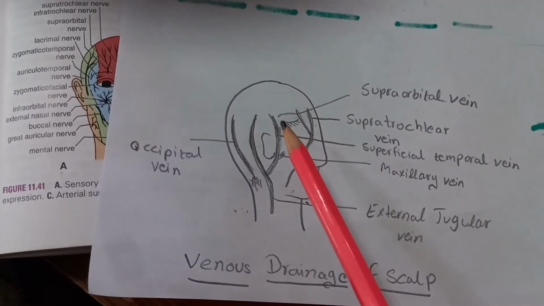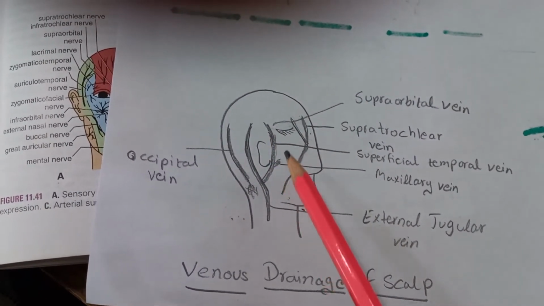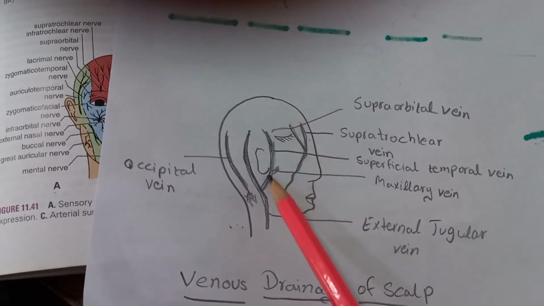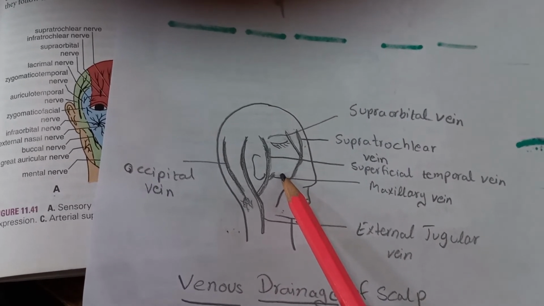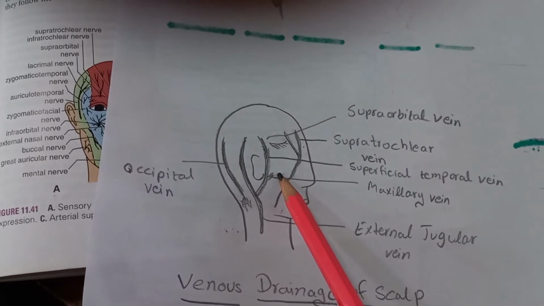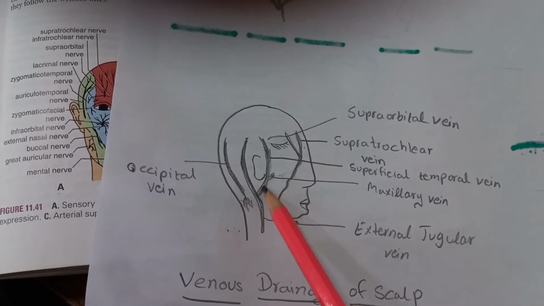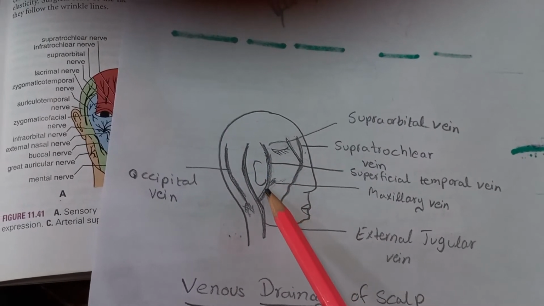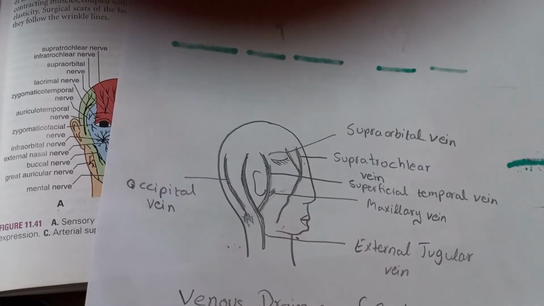Now let us discuss the superficial temporal vein. This is the superficial temporal vein. The superficial temporal vein unites with the maxillary vein, over the parotid gland, to form the retromandibular vein. So the superficial temporal vein and maxillary vein unite to form the retromandibular vein.